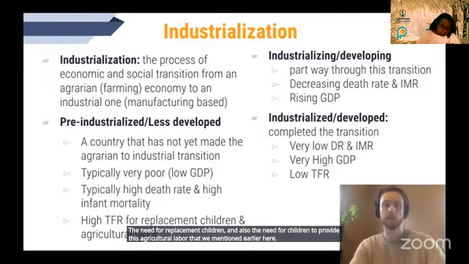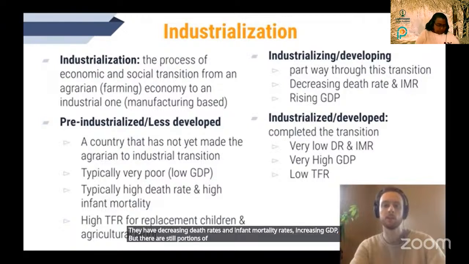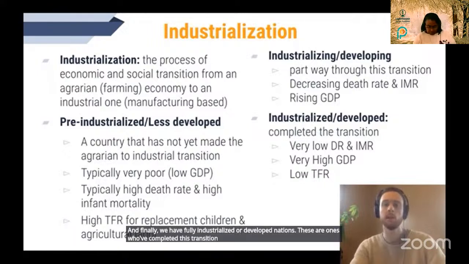Then we have countries that have begun industrializing, and we often refer to these as developing nations. They have decreasing death rates and infant mortality rates, increasing GDP, but there are still portions of their population that are living in agrarian societies. And finally, we have fully industrialized or developed nations. These are ones who've completed this transition and they have low death rate and infant mortality rates, very high per capita GDP, and very low TFR.